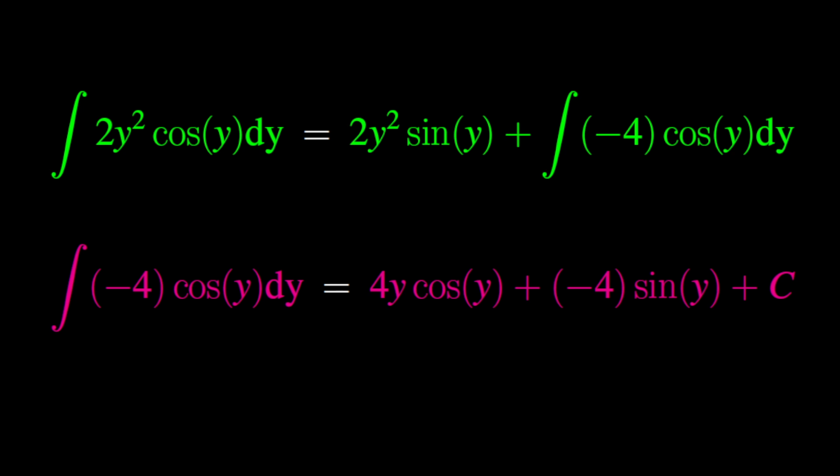From the second integration by parts, we obtain the following result. The integral of minus 4 times cosine of y dy is equal to 4y times cosine of y, plus minus 4 times sine of y plus a constant of integration c.